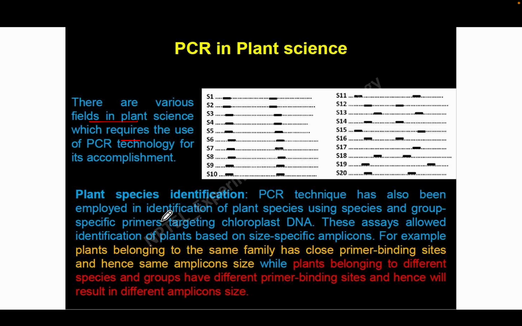The PCR technique has also been employed in identification of plant species, using species- and group-specific primers targeting chloroplast DNA. This assay allows identification of plants based on size-specific amplicons. For example, plants belonging to the same family have close primer binding sites and hence the same amplicon size, while plants belonging to different species and groups have different primer binding sites, hence will result in different amplicon sizes.